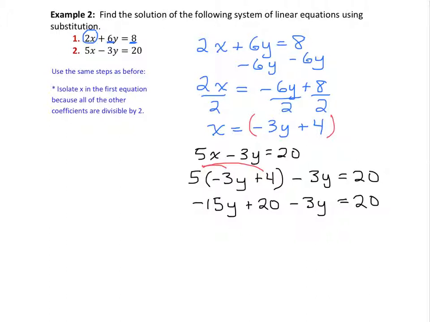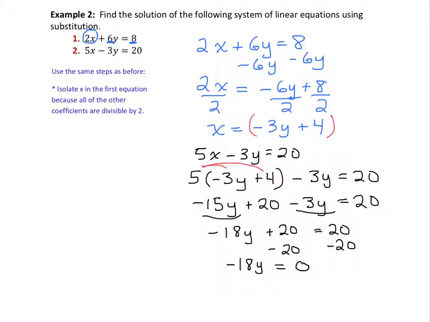Now we can gather like terms, so we have negative 15y and negative 3y as like terms. Negative 15y minus 3y is negative 18y plus 20 equals 20. The rest of those terms stays the same. So let's subtract 20 from both sides to get the y term by itself. So we're left with negative 18y is equal to 0, because 20 minus 20 is 0. Last step is to divide both sides by negative 18, and y is equal to 0 still, because 0 divided by negative 18 is still 0.